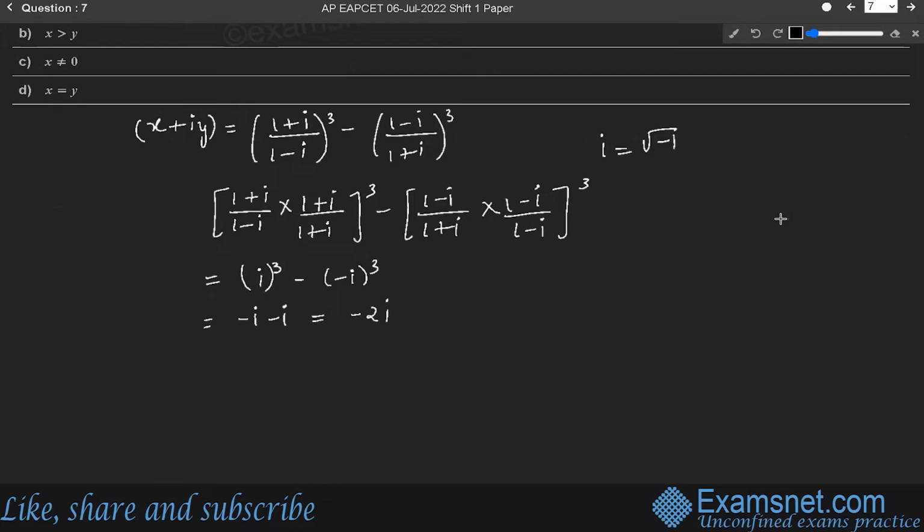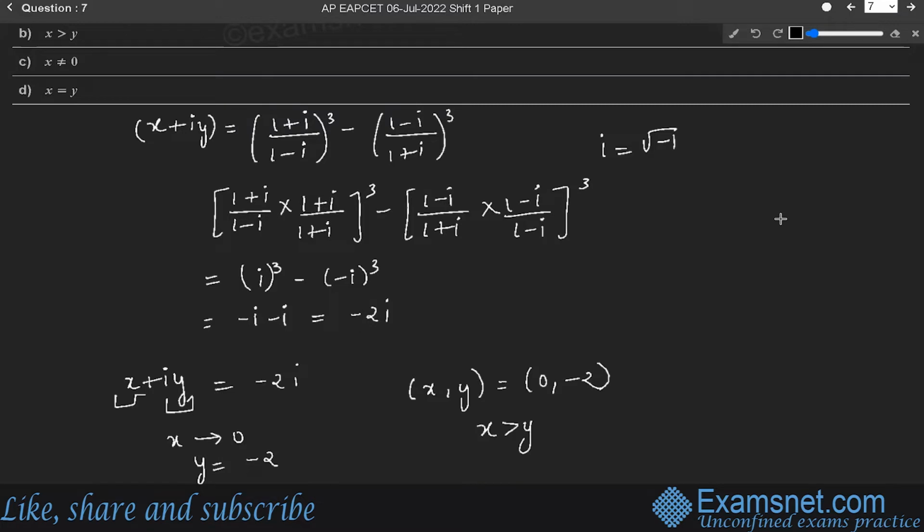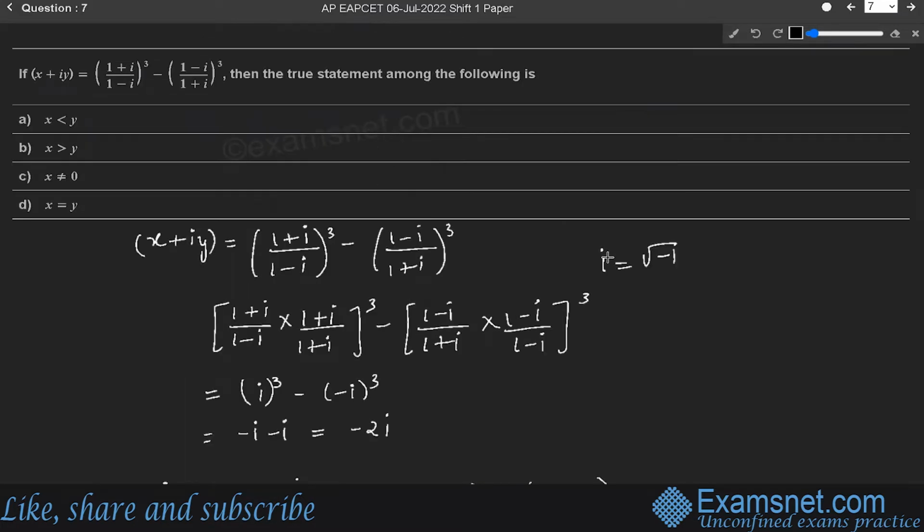Now, the left hand side is x plus iy. So here, this will be equal to minus 2i. Here, this is x and this is iy. There are two separate terms. So, if x is equal to 0, y will be equal to minus 2. So, we can say that x and y are 0 and minus 2. And it is very clear that x is greater than y here. So we can say that the true statement among the following is B, which is x is greater than y.